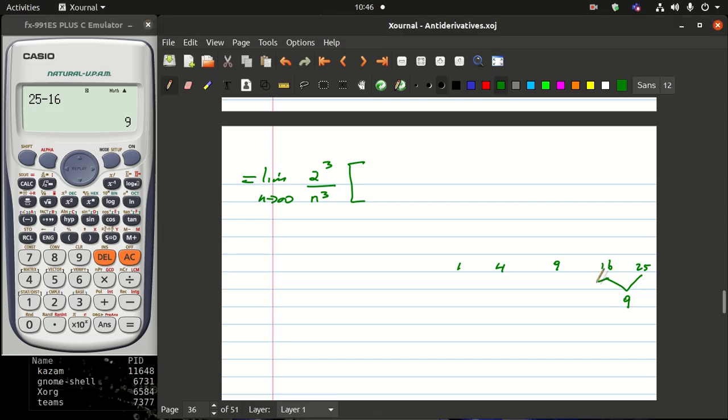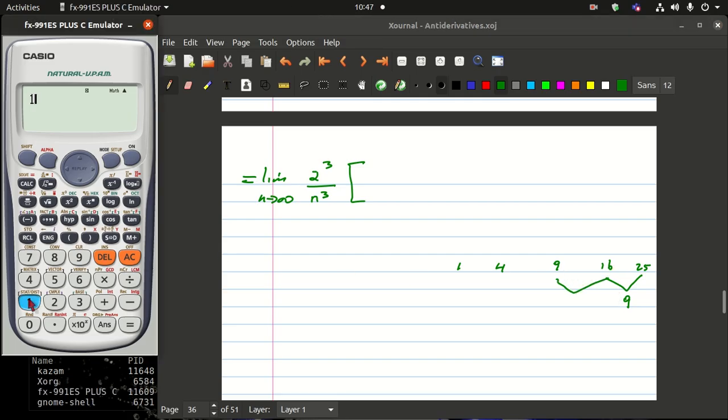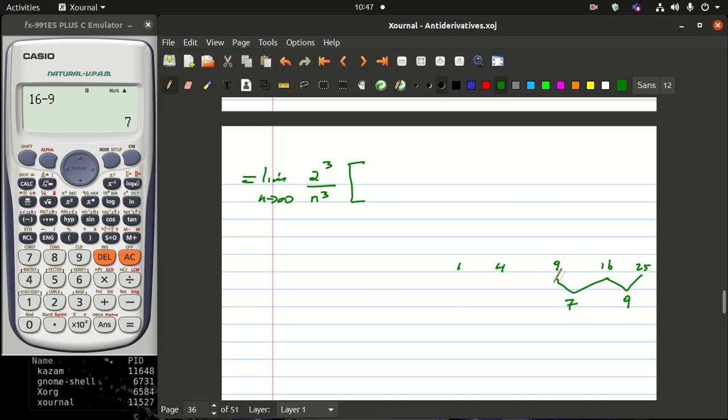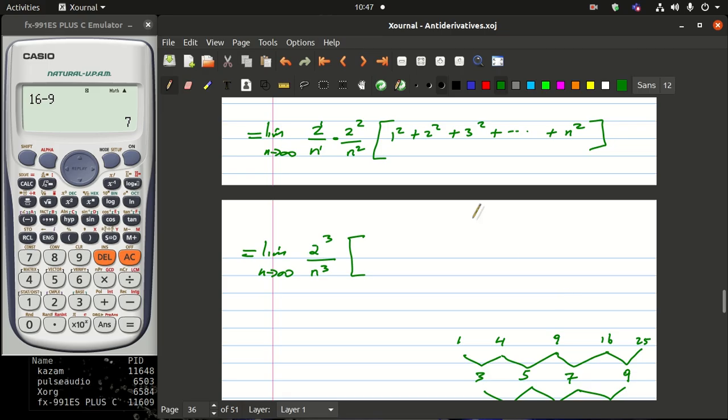And then 16 minus 9, that's actually a 7. And from 9 and 4, you will find out that this is a 5, and 4 minus 1 is a 3. Then 9 minus 7 is 2, 7 minus 5 is 2, and 5 minus 3 is also 2. So this one here that we're having is a quadratic series.